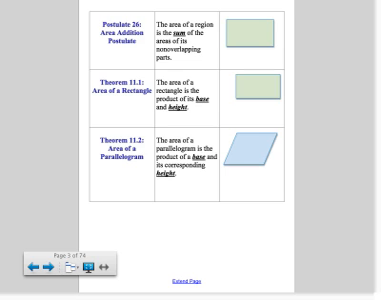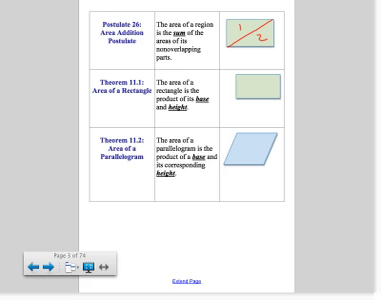The area addition postulate simply says the area of a region is the sum of the areas of its non-overlapping parts. For example, if I look at this diagram here, it appears to be a rectangle, but I could also divide this up into two triangles, triangle 1 and triangle 2. Then I could find the area of triangle 1, then find the area of triangle 2, and simply add those together to find the area of the entire figure. That's a pretty straightforward idea, really.